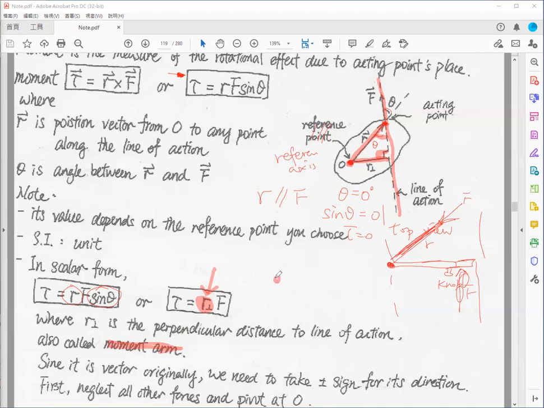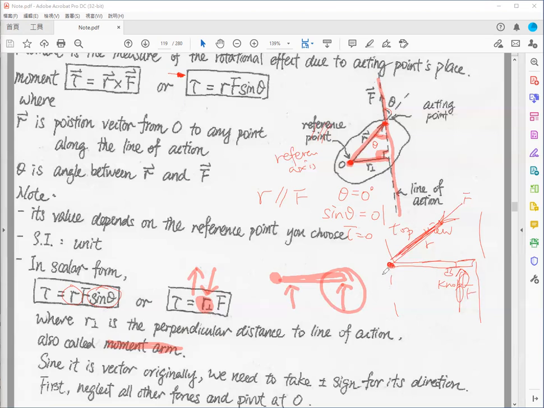Just like when you open the door. You apply the force at this point instead of this point, because you know at this point it's much easier to open the door. But why? Because you enlarge the moment arm to give a larger moment by considering this formula.